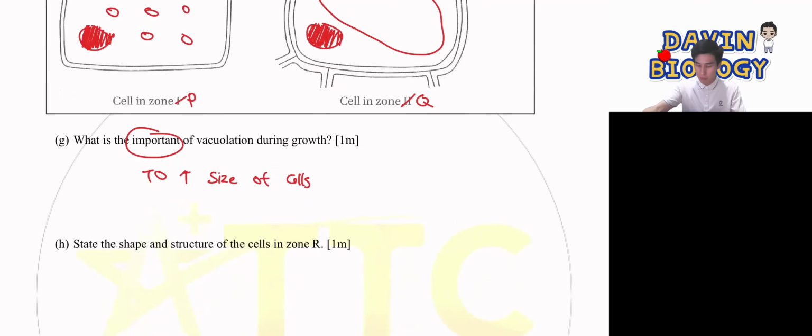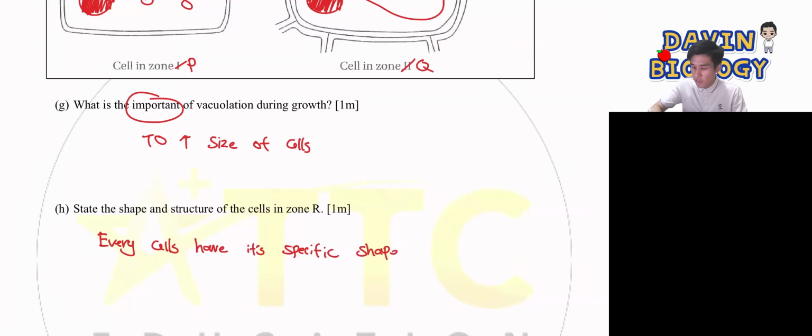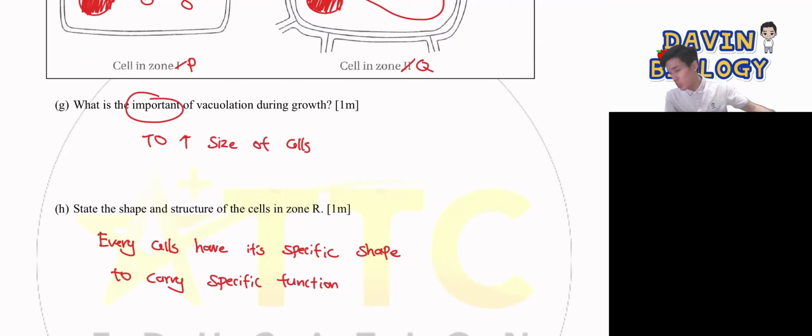So basically, you have to say here, every cell has its specific shape, or different shape, to carry out a specific function. So right now, xylem has its own shape to do its function. Phloem is also the same. All the ground tissue that we mentioned earlier is also the same.